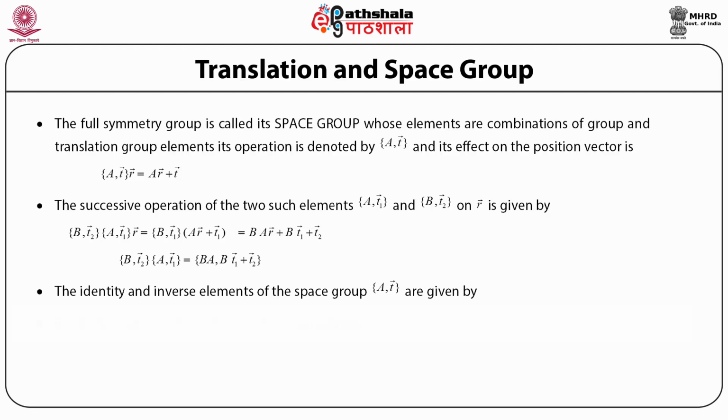The identity and inverse elements of the space group A and T are given by: identity is obviously represented as E, which has the element E, rotation and no translation. And the inverse of this space group element AT1 is equal to the inverse of A and the negative of A inverse acting on T respectively. I should mention at this stage, as a curiosity, that there are a total of 230 different space groups discovered in the 19th century.